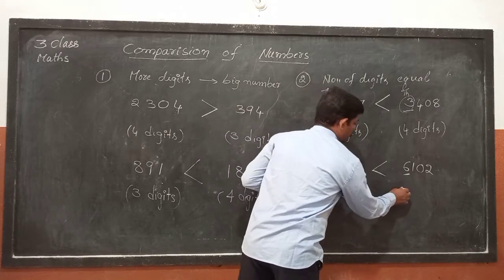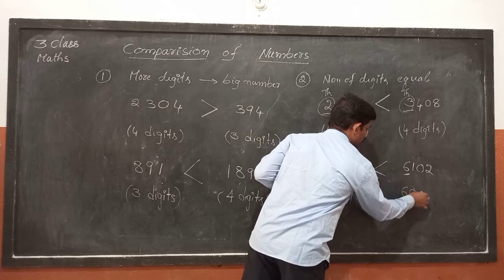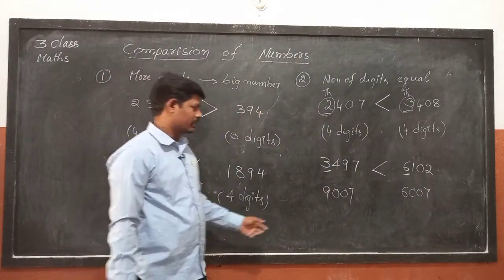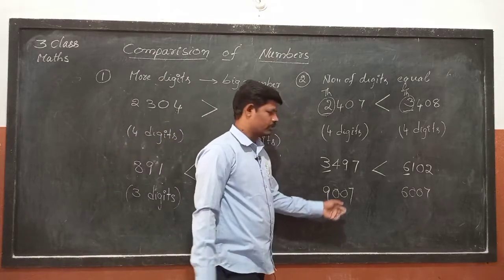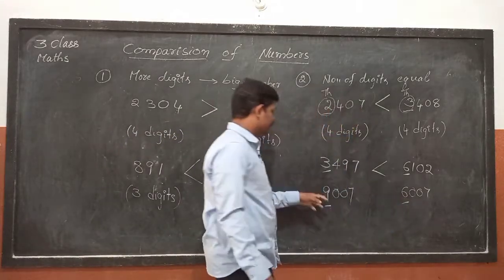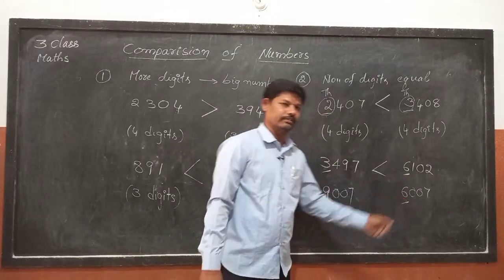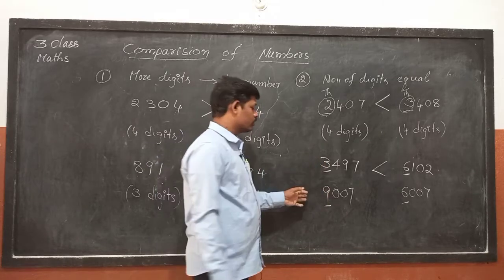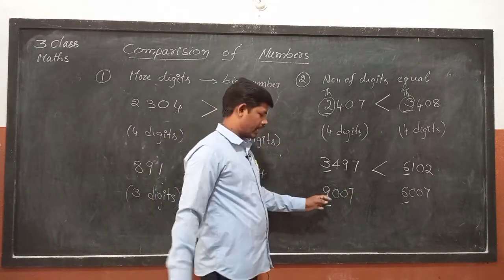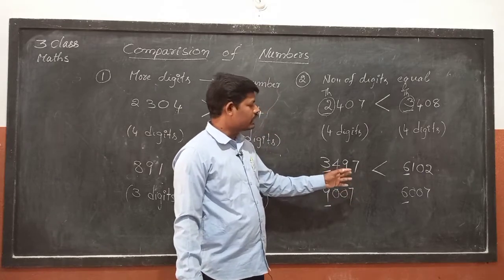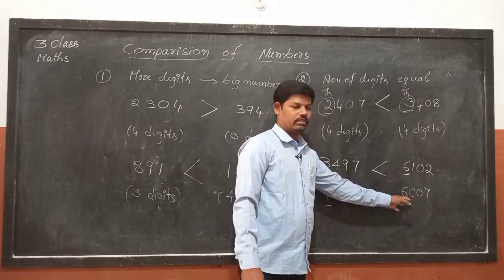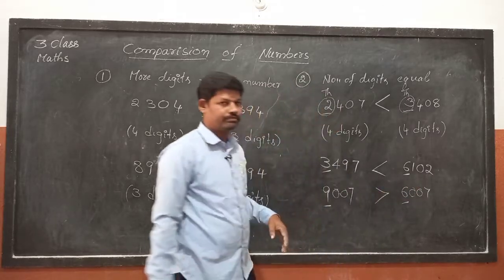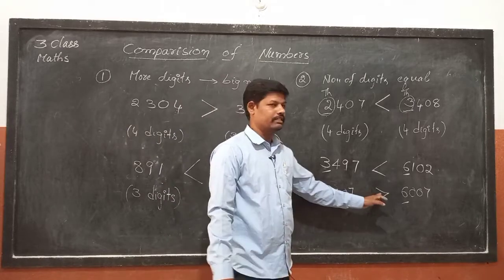Okay, you can take one more number. 9007, and here you can take 6007. So which is big number, which is small number? Compare thousands now. Thousands place digit. Here 9 is there, here 6 is there. So which is big number? Exactly, 9 is the big number. So 9007 is greater than 6007. So you have to keep greater than symbol.